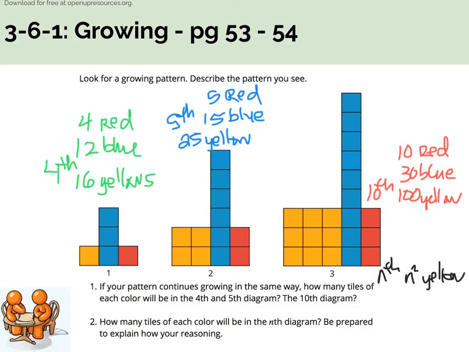Then let's think about the blues. We have 3, then we have 6, we have 9, right? So on the blue, it's going to be 3 times n blue. And then look at the red. How many red? That goes with the number. So we're going to have n red. All we're doing is looking at patterns and seeing how it's going.